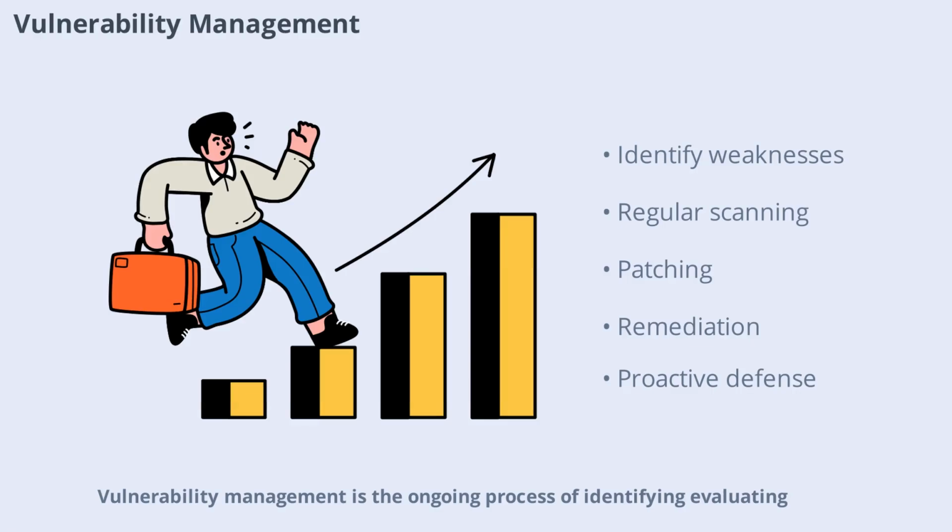Vulnerability management is the ongoing process of identifying, evaluating, and addressing security weaknesses. This includes regular scanning, patching, and remediation efforts. By staying proactive, organizations can reduce the risk of exploitation and strengthen their overall security posture.